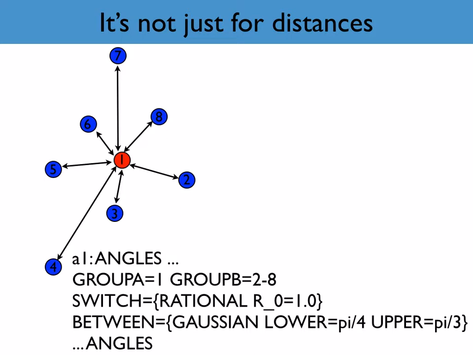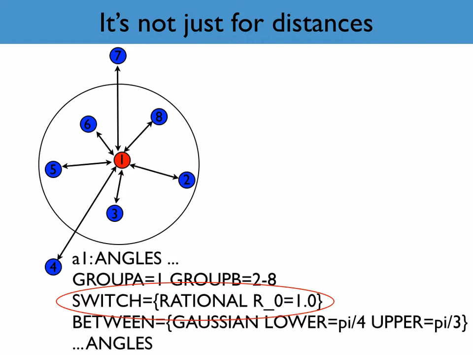If we could only do this with distances, the multicolvar feature would not be very useful. The advantage of this new feature in PLUMED is that we can use a similar syntax with a wide variety of different base variables. For example, on this slide, we are working with angles. Here, the groups are used to specify that we should calculate angles around atom 1 that involve 2 of the atoms from the second group, the atoms 2 to 8. The between keyword then tells PLUMED to calculate the number of these angles that are between pi by 4 and pi by 3.